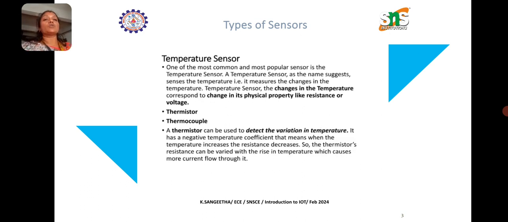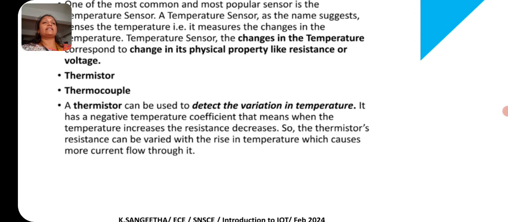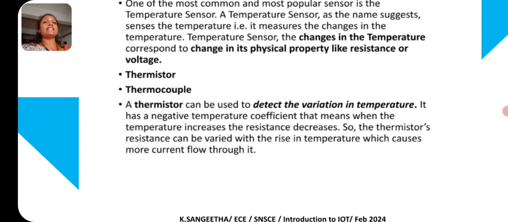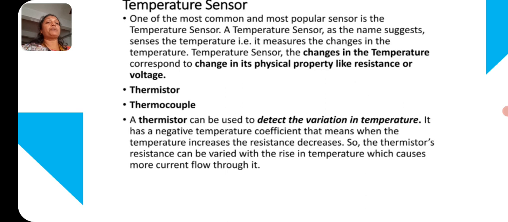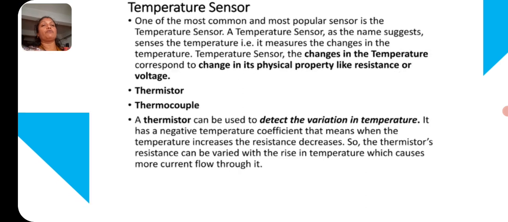So the temperature sensor is one of the most common and most popular sensors. The temperature sensor, as the name suggests, senses the temperature, that is, it measures the changes in the temperature. So the changes in the temperature correspond to the change in a physical property like resistance or voltage. So thermistor or thermocouple are examples of temperature sensors. The thermistor can be used to detect the variation in temperature. It has a negative temperature coefficient. That means when the temperature increases, the resistance decreases. So the thermistor's resistance varies with the rise in the temperature, which causes more current flow through it.